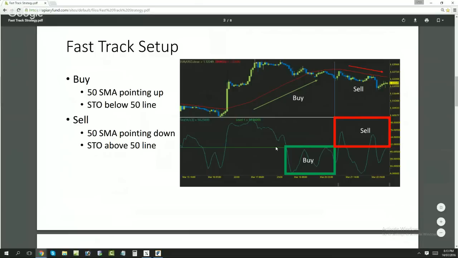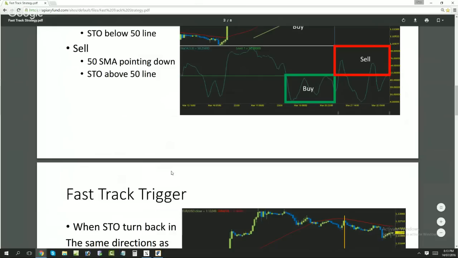So the 50 line being this line right here. I don't know if you can see my mouse, but this is your buy zone here below the 50 line, and then the opposite occurs for the sell as well. So the sell is pointing down, moving average pointing down, and then the sell zone is above the 50 line. Okay, so we're looking for those two things first of all.